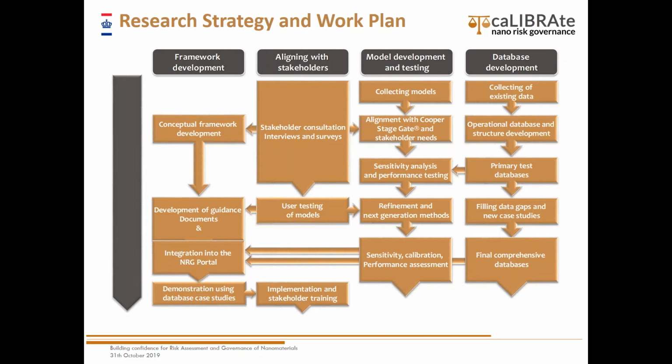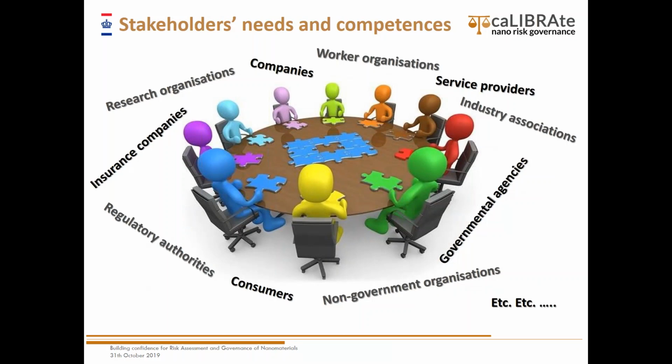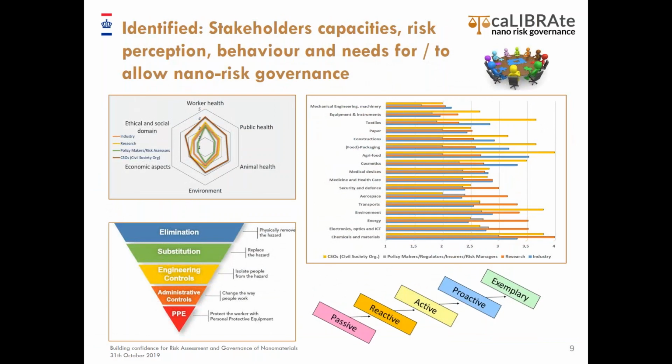As I said, stakeholders' needs and competences were very important for us to map out, and we tried to approach as many types of stakeholders as possible in the project, both through invitations, surveys, and dialogue meetings. And in some of these results, we were able to identify that generally the stakeholders considered worker health and environment as the most critical aspects when it came to the risks and understanding where the risks were. There was also maybe more from civil society a larger risk perception than in all other stakeholder groups, and that was an interesting outcome. We could also see that the concerns about products varied quite dramatically among some of the stakeholders.